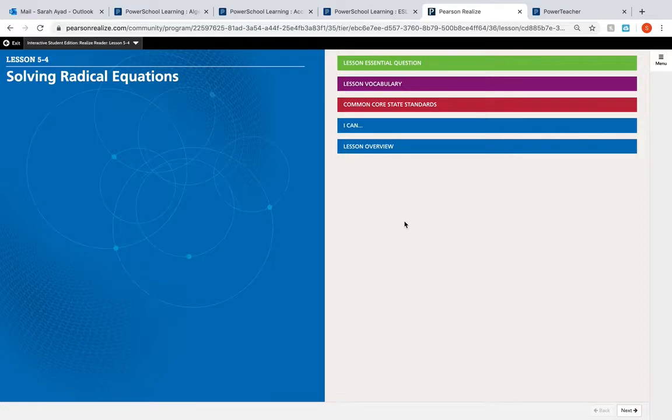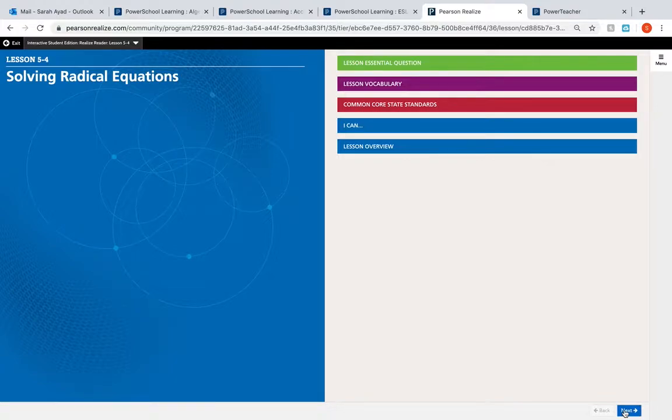So today we're going to be starting 5-4, solving radical equations. This is going to be more on the algebraic side, so I think you guys are going to enjoy this more than graphing. What I want you to think about is, in the past when you solved an equation, what the inverse of squaring something is. How do we get rid of the squared? By square rooting.